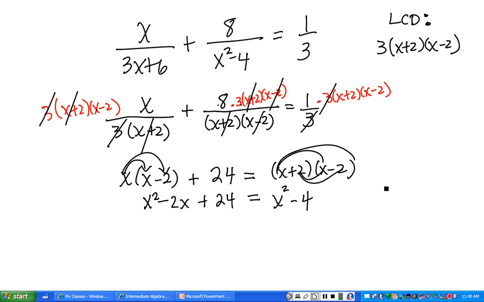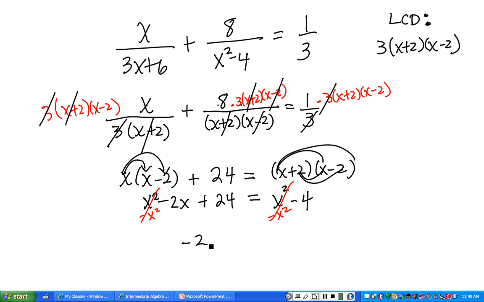Now we need to get our like terms together because we have an x squared on this side and an x squared on this side. We need to get this x squared over here. Notice that if we subtract x squared from both sides, the x squareds go away. That's wonderful. That means that I don't have to eventually factor because I'm only going to be solving for x. It's only going to be x to the first power left. So I would avoid factoring a trinomial.